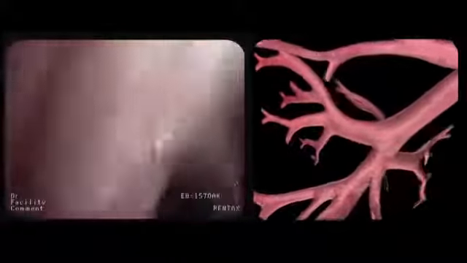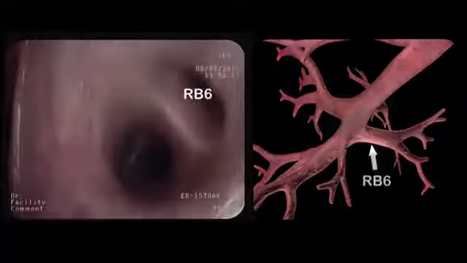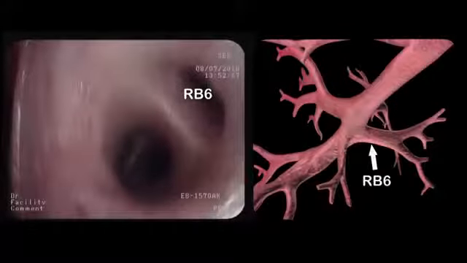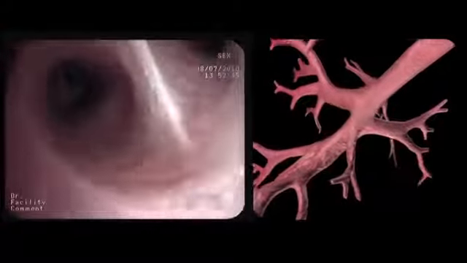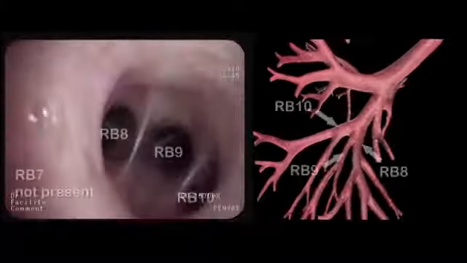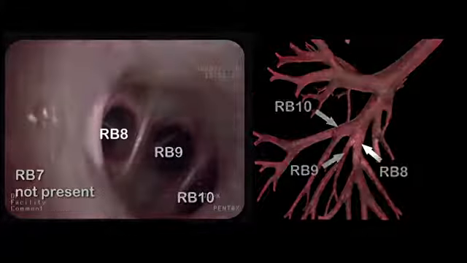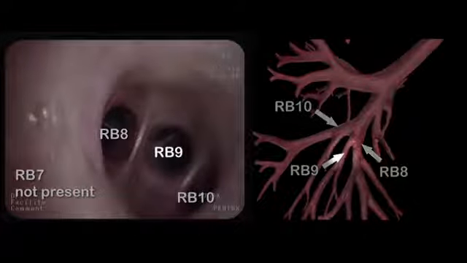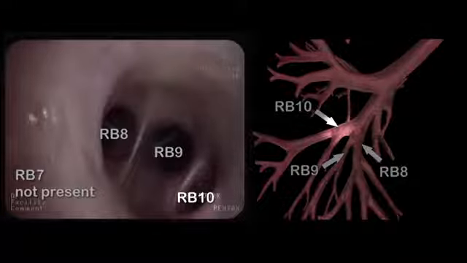After going back to the intermediate bronchus, we identify and enter the apical segment of the lower lobe, or RB6. When we extend further down the lower lobe, we reach the basal branches: the anterior basal branch, or RB8, the lateral basal branch, or RB9, and the posterior basal branch, or RB10.